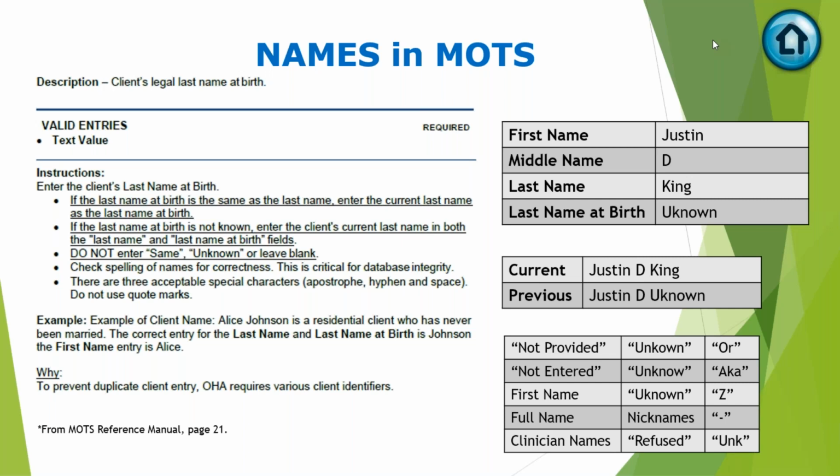I've also prepared a short list of some other common last name at birth entries that are problematic for us, such as not provided, not entered, refused. We've seen the person's first name repeated in the last name at birth field or their full name. We've seen nicknames. We occasionally see the name of the clinician assigned to work with the person. I check for over 30 different misspellings of unknown. We've got single letters or non-letter characters like hyphens, some multiple names separated by or AKA, and quite a bit more. So the request is, please don't do that.